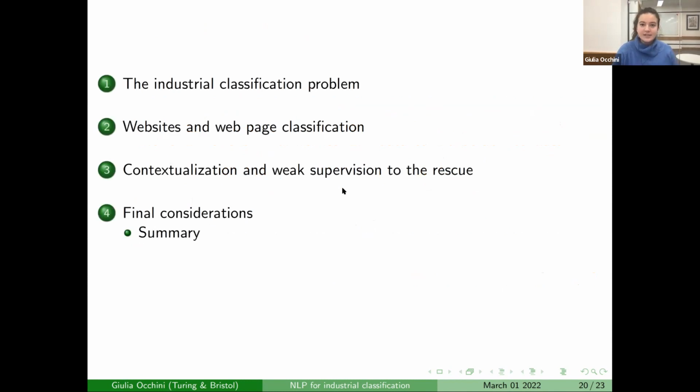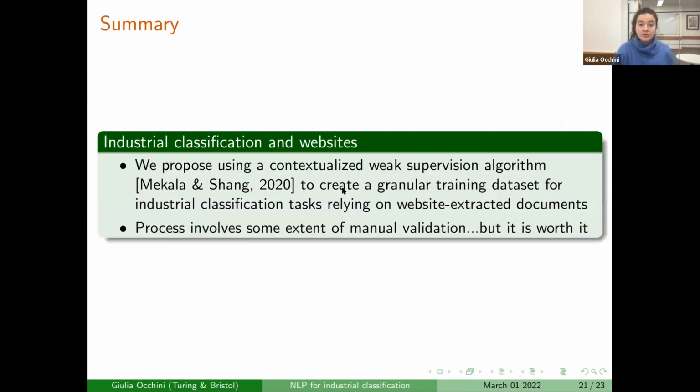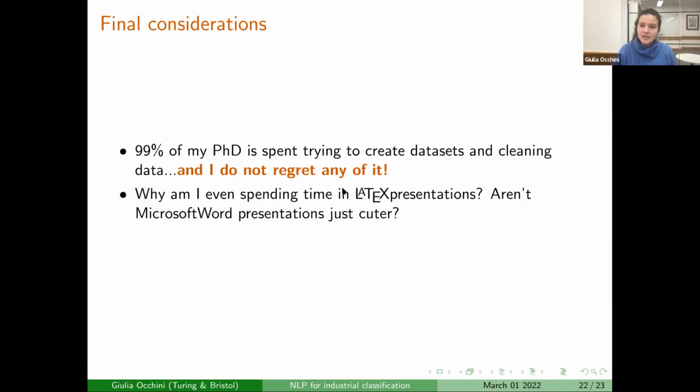So to summarize, we propose using a contextualized weak supervision algorithm to create a granular training data set for industrial classification tasks, relying on website extracted documents. And the process involves some extent of manual validation. And while people generally do not talk a lot about manual validation in machine learning, we think that it's worth it.